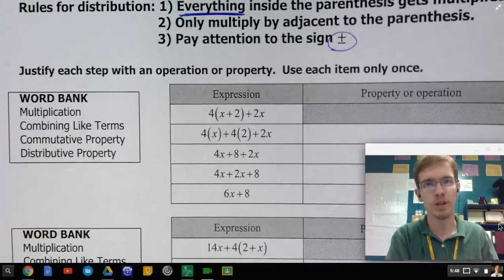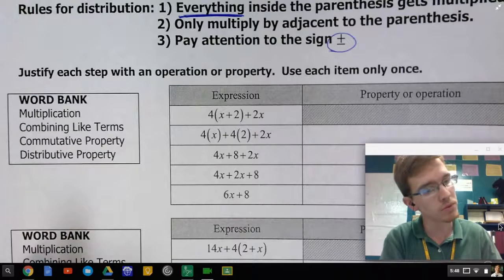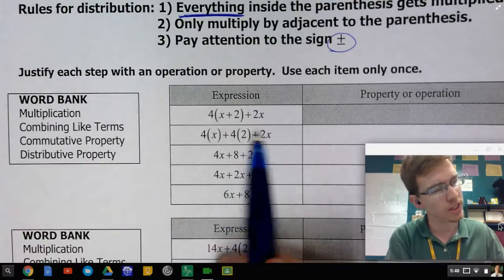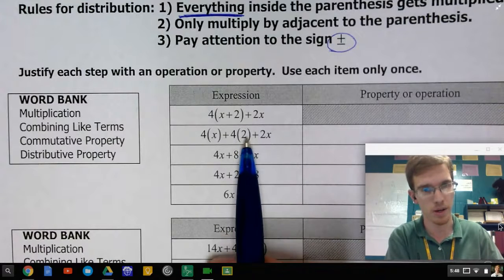All right, now our first couple of examples here. Justify each step with an operation or property. Use each item only once. So I have a word bank over here, and we're going to try to justify what happened here. So to get from this step to here.